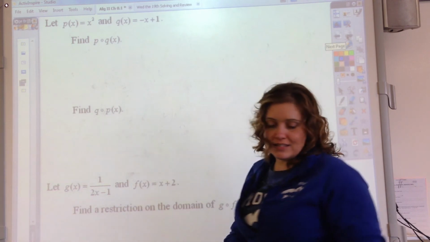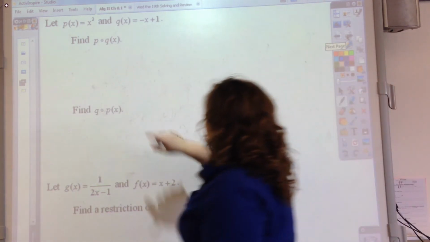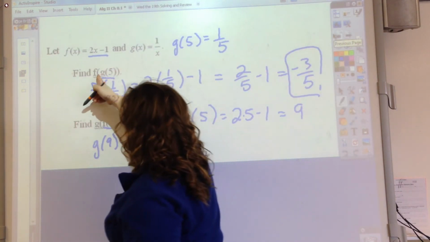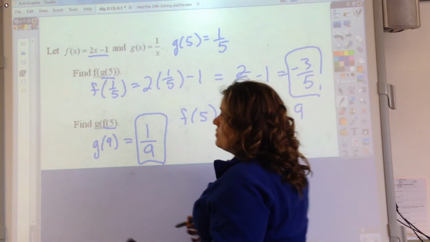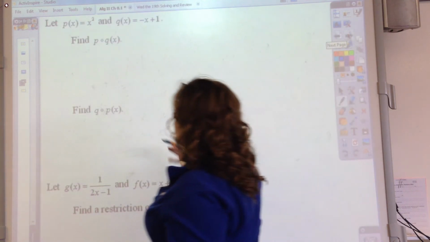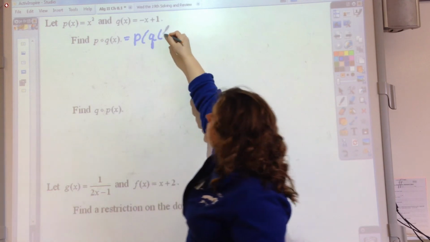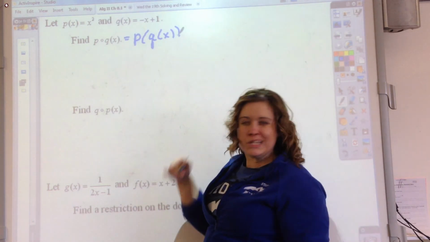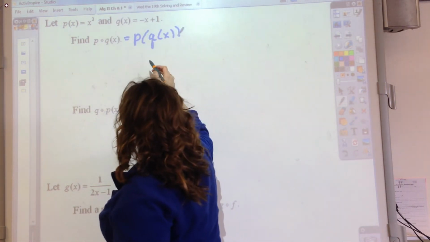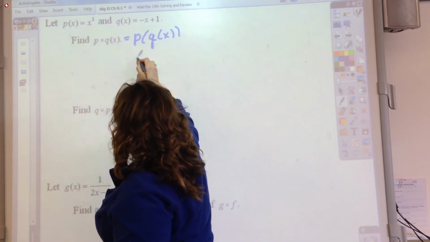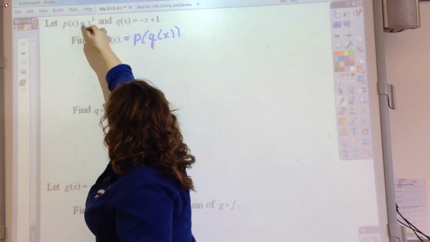All right, now let's look at more functions. And notice that I use this notation with this notation interchangeably. They mean the exact same thing. And so sometimes I even like to have students rewrite the notation because this one tends to make more sense for us. So everywhere I have x in p, I am going to replace it with q of x.